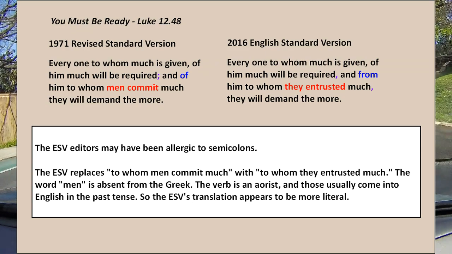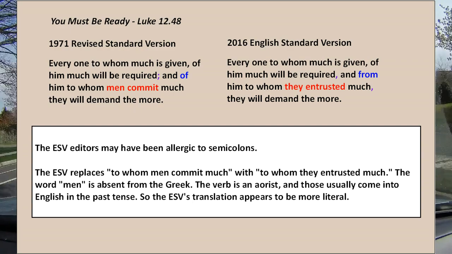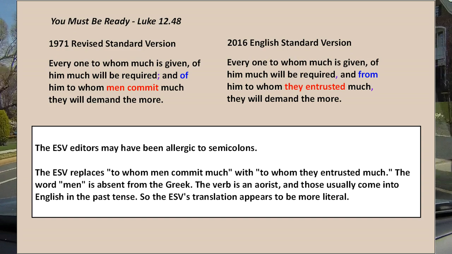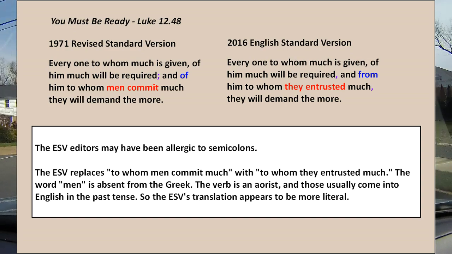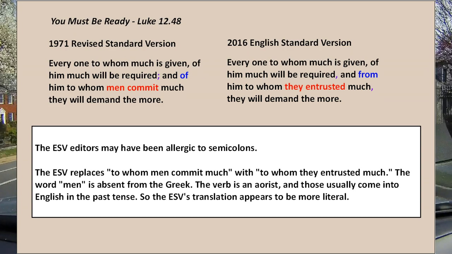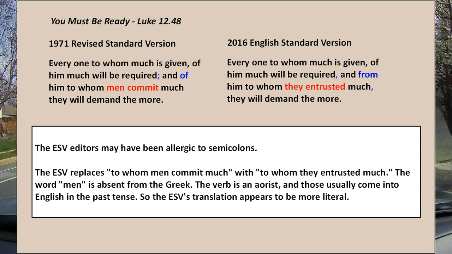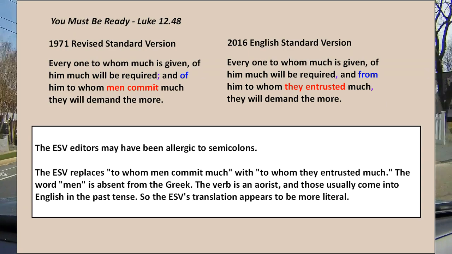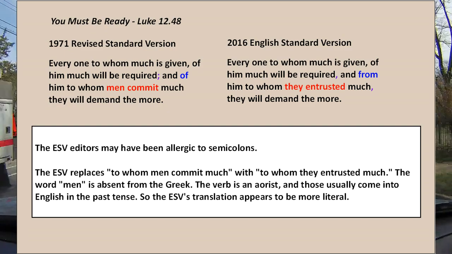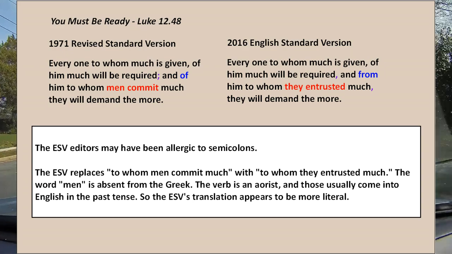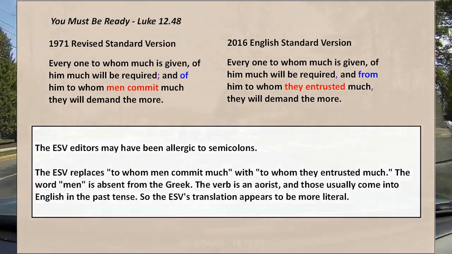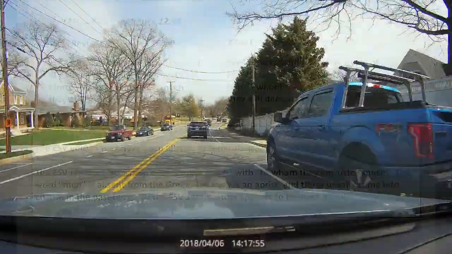They correctly here in the red replaced men commit from the RSV with they entrusted, men is not there in the Greek. Also the tense, I think, is probably better reflected. The Greek tense is better reflected in the English Standard Version than it is in the Revised Standard Version. So this case where we've gotten rid of men, it is not a nod to gender inclusiveness.